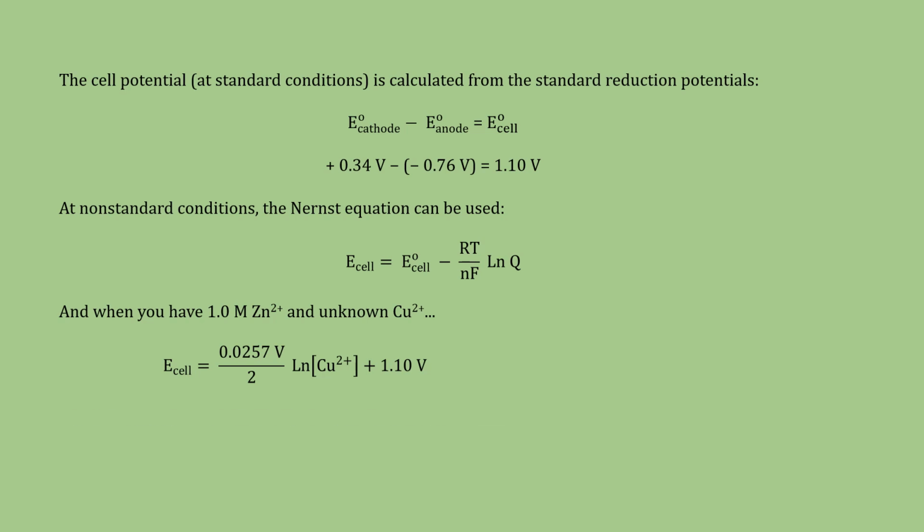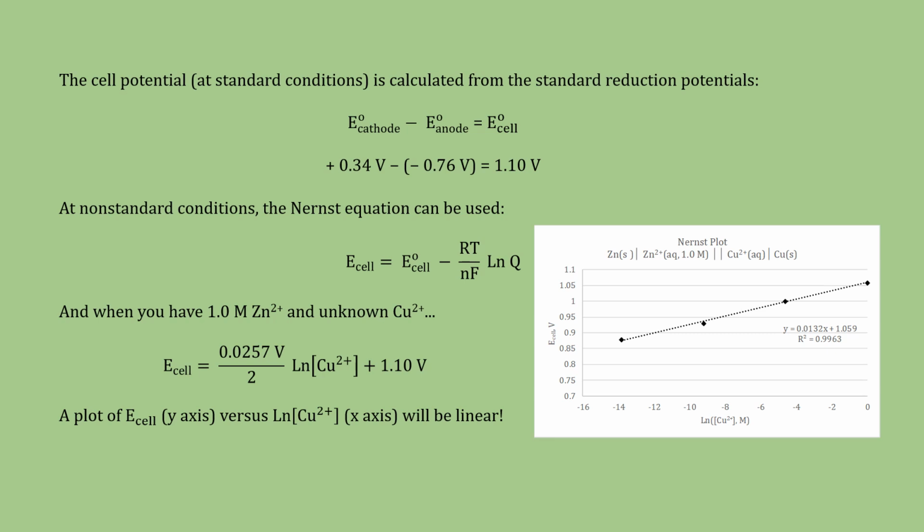I know what you're thinking. This particular equation looks a lot like the standard equation for a line, y equals mx plus b, and you would be right. That said, a plot of the non-standard potential, that is the y-axis, versus the natural log of the concentration of copper-2 on the x-axis will be linear.